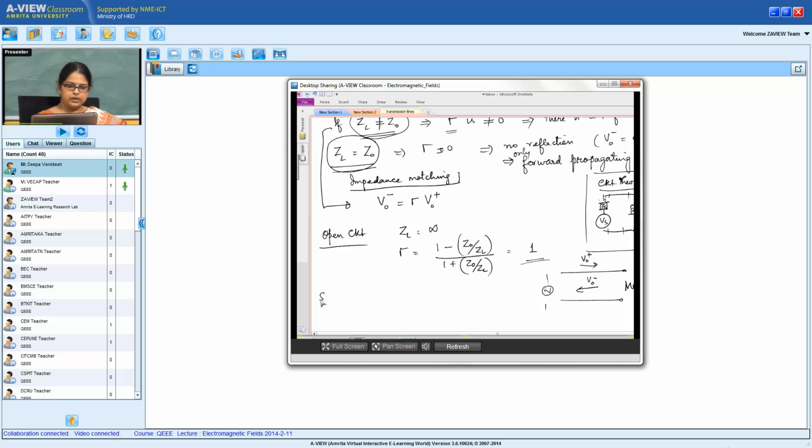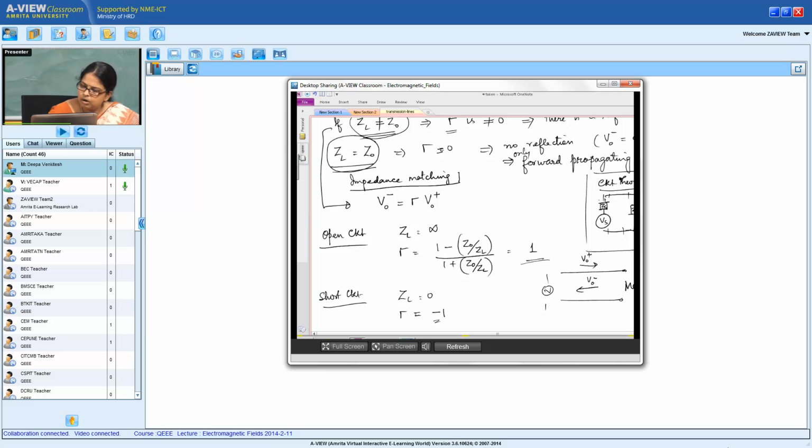What happens in short circuit here? Your ZL is 0, connecting the two ends of the wire. So what is gamma? ZL minus Z0 by ZL plus Z0, that is minus 1. As damaging as open circuit, except that there is a phase change of 180 degrees. Minus 1 is indicating that the reflected voltage is not in phase with the incident voltage. When V0 plus is positive, V0 minus is negative. That's all it means. But in terms of magnitude, the entire voltage is reflected.